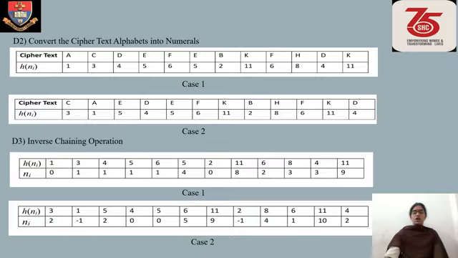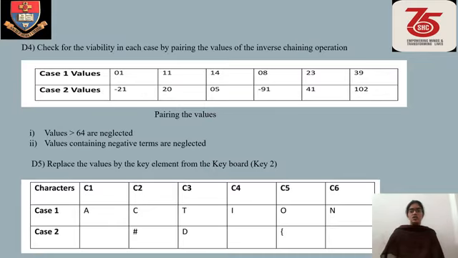For finding the values of h of ni, if i mod r is not equal to 0, we use ni minus i mod r. If i mod r is equal to 0, then we use ni minus r. With the help of this condition, we'll be able to find these tables. Then by using the inverse chain operation, we will be able to find these two cases.